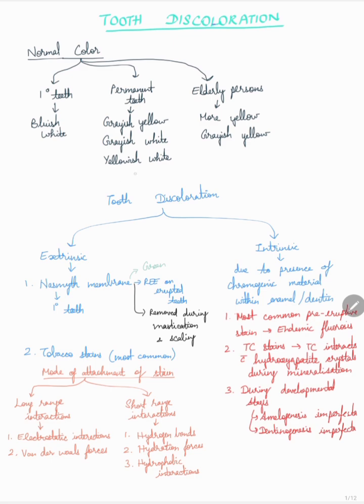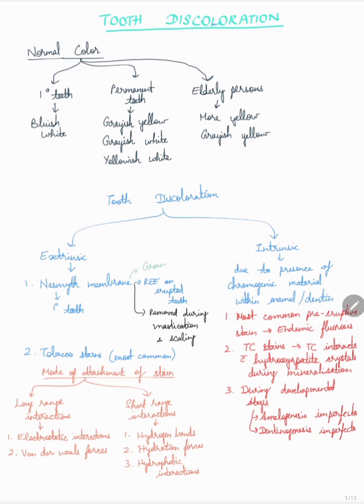So coming to tooth discolorations, tooth discoloration can either be extrinsic or intrinsic. In extrinsic tooth discoloration, the most common is tobacco stains, followed by Nasmyth's membrane. Nasmyth's membrane is seen in primary teeth. It is a green extrinsic discoloration due to the presence of reduced enamel epithelium on the erupted teeth. This can be removed during mastication and following scaling.